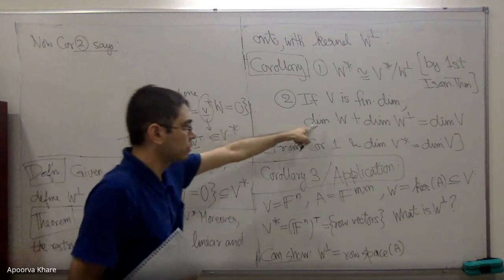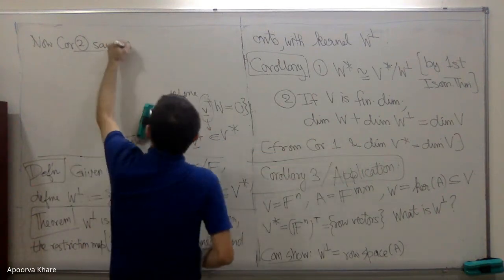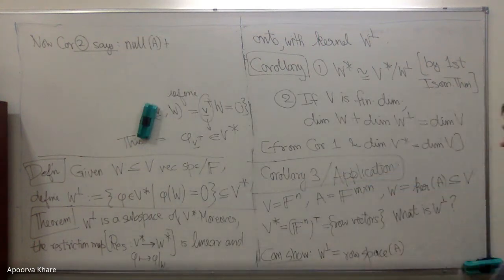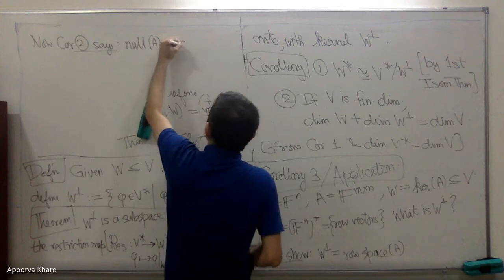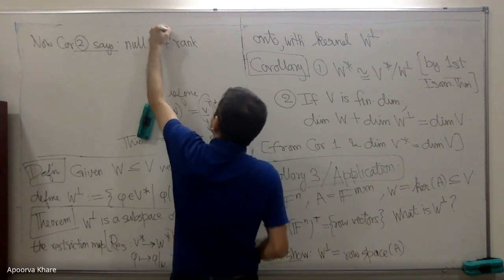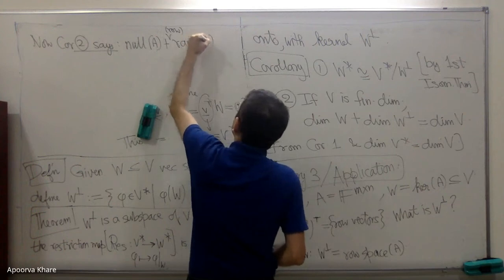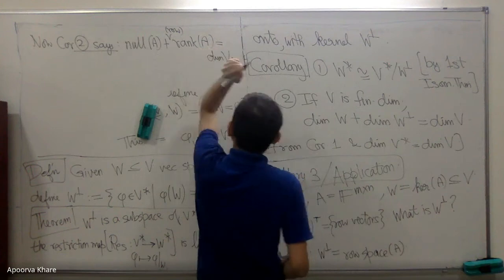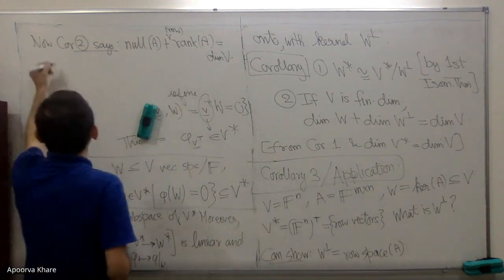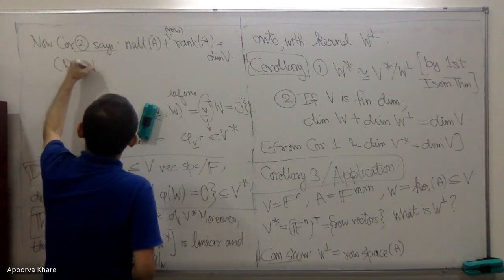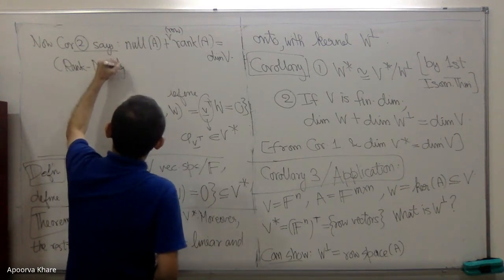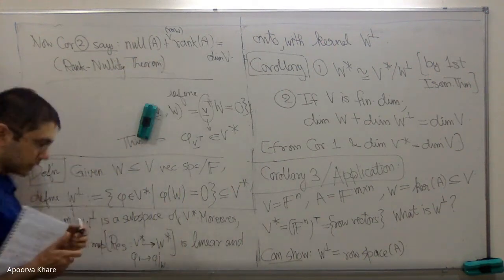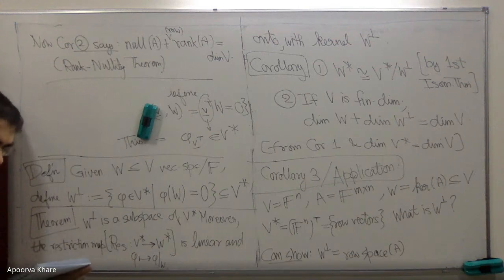what is the dimension of W? W is the kernel, so it's the nullity. What is the dimension of W perp? W perp is the row space, which is the row rank, which is the column rank, which is the rank. And what is the dimension of V? It is n. So we get the rank nullity here as an application of this thing. Okay, so that's corollary 3, and now I think I should prove the theorem, I guess.